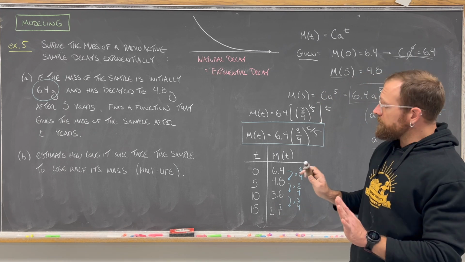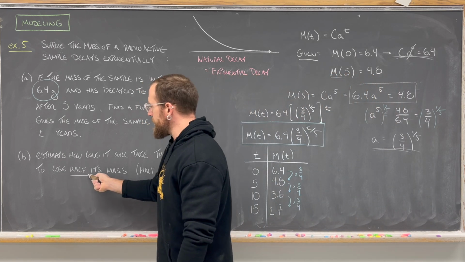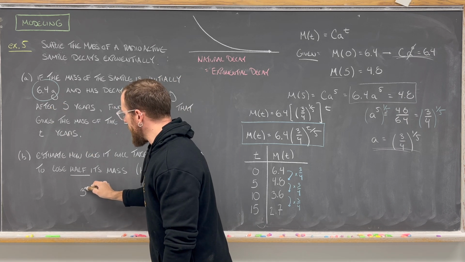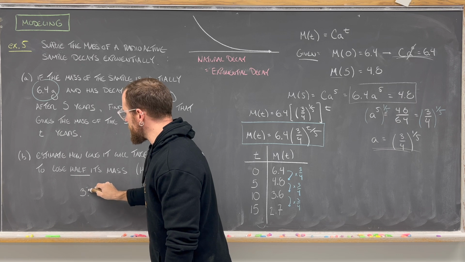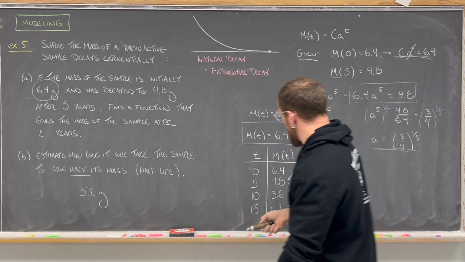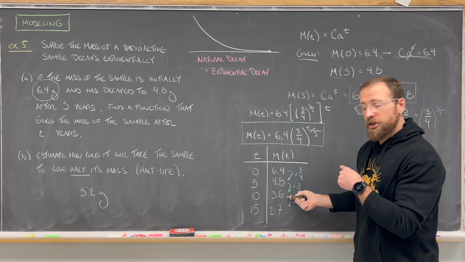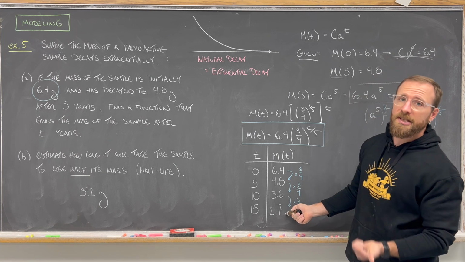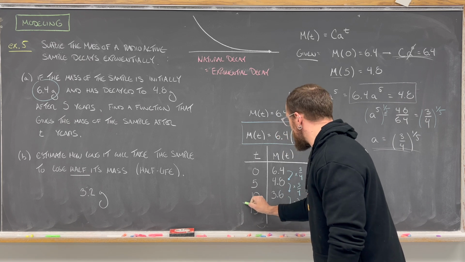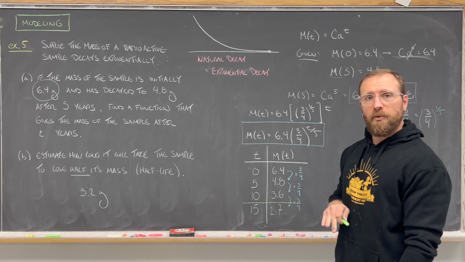Okay? Now, hold up. I wanted to know how long it will take to lose half of its mass. Since I started with 6.4 grams, I'm interested in at what point will I be left with only 3.2 grams? That's half of what I started with, okay? Now, after 10 years, you still have 3.6 grams, so too much. And after 15 years, you have 2.7 grams, too little. Somewhere in the middle, so it's somewhere between 10 and 15 years when you'll be left with exactly 3.2.